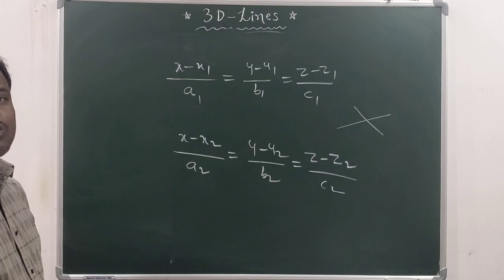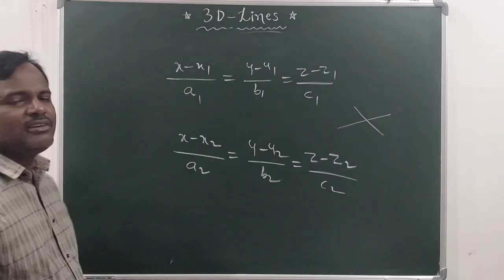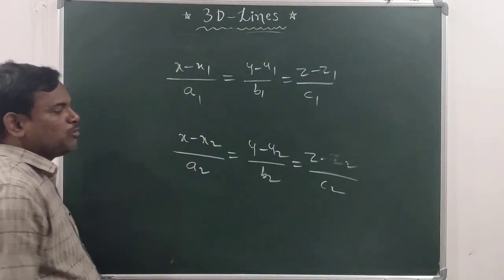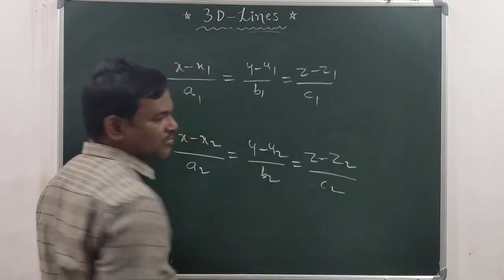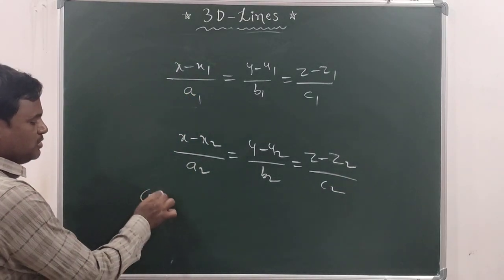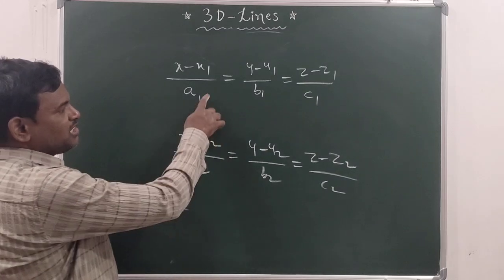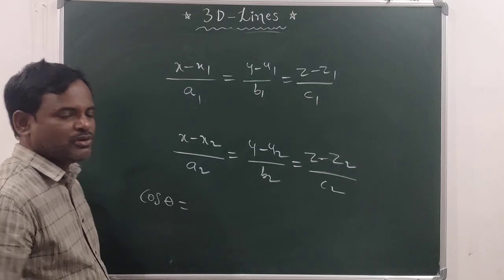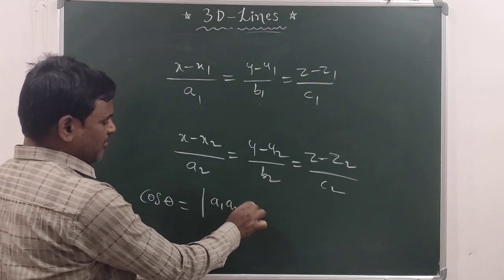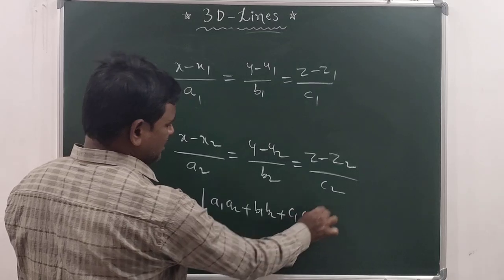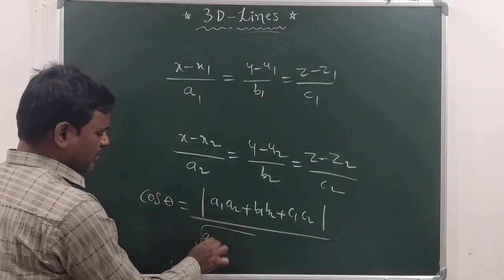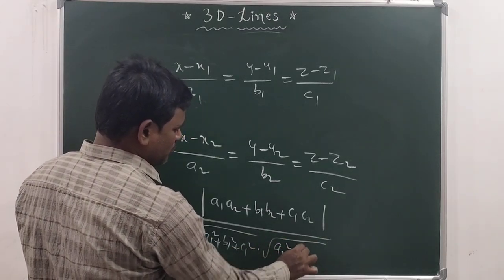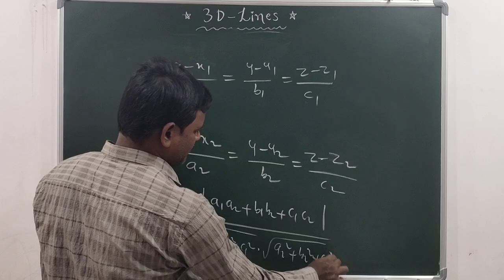Now see students, these are coplanar lines and we are asked to find the angle between them because they intersect. What do we have to understand about those two lines which are intersecting, coplanar lines? See, use this formula: cos theta is equal to, this line's DRs are known to you, a1, b1, c1, this line's DRs are known to you, a2, b2, c2. Now cos theta is equal to a1a2 plus b1b2 plus c1c2 whole by root of a1 square plus b1 square plus c1 square and a2 square plus b2 square plus c2 square.